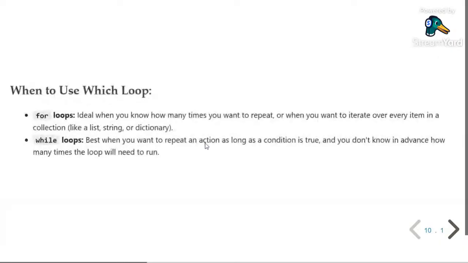So when to use which loop? A for loop is ideal when you know how many times you want to repeat it, or when you want to iterate over every item in a collection, like a list, string, or a dictionary. So this is when you make use of a for loop.